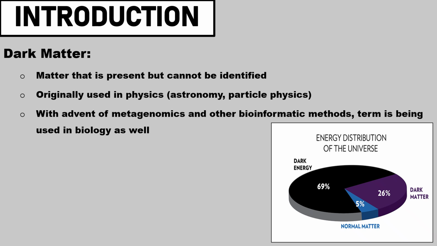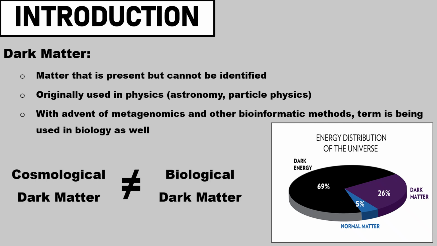So, with the advent of modern metagenomic methods in biology and other bioinformatics methods, the term started to be used in biology as well. Though it's not quite in the same position. It's important to note that cosmological dark matter, which still isn't really known, or even whether it exists at all, is not the same as biological dark matter. We're actually starting to learn that it is there and what it is, but in the past it wasn't able to be identified, or is still less able to be identified. But it's a useful term. It's an interesting term. It kind of evokes the frontier, so it's been used a lot in biology.